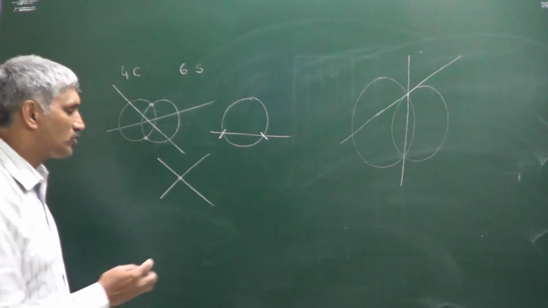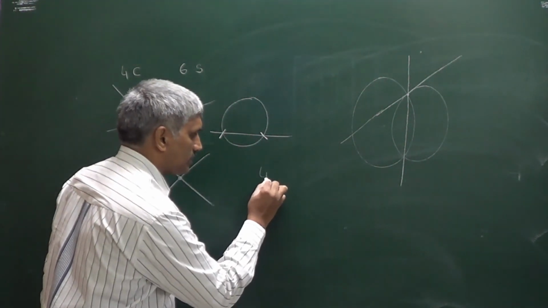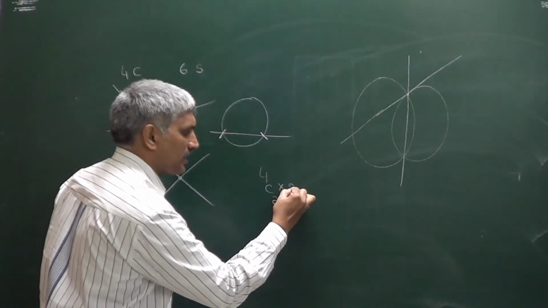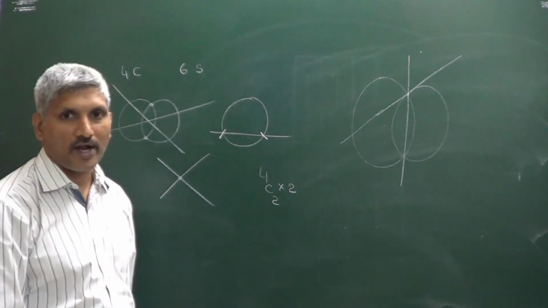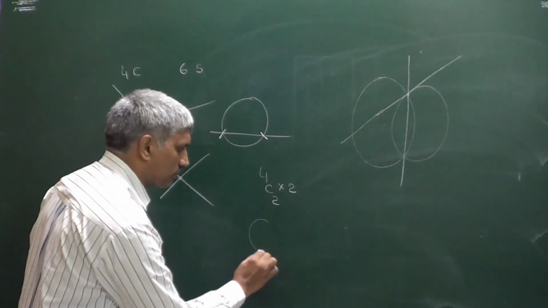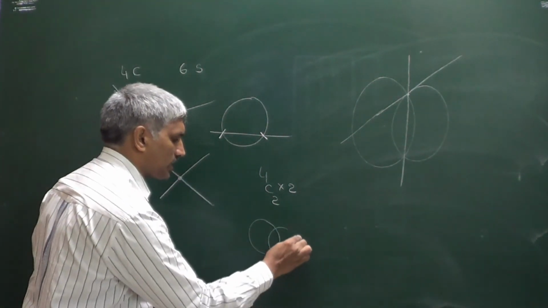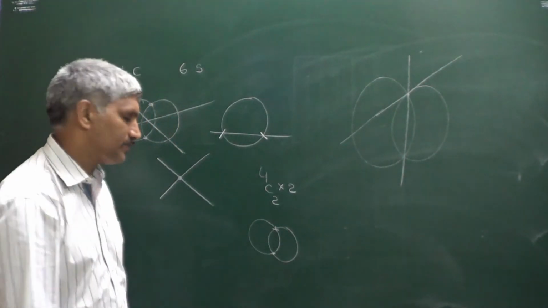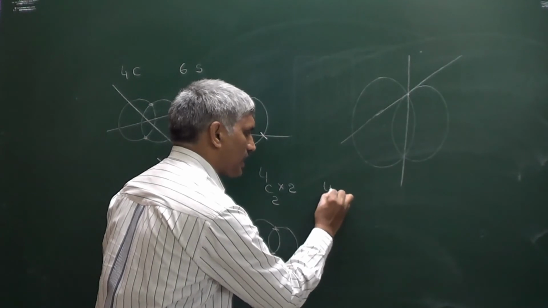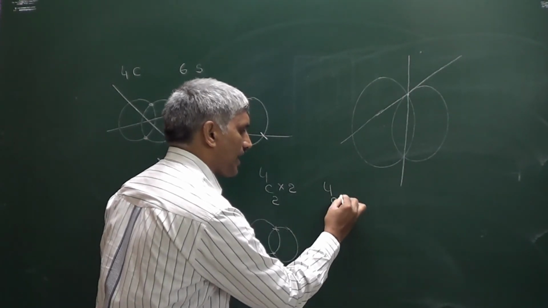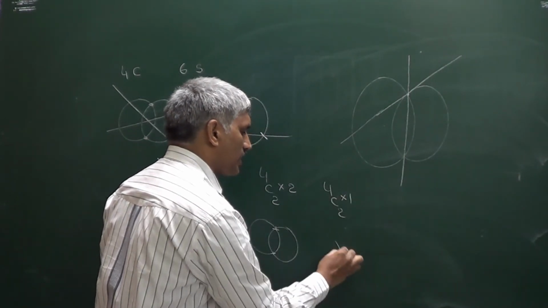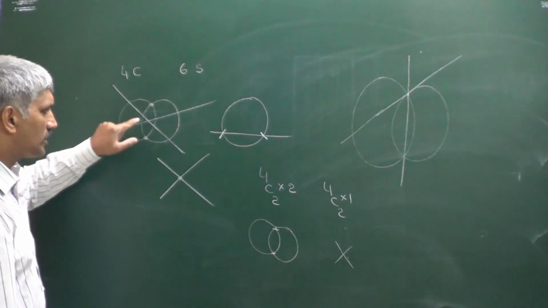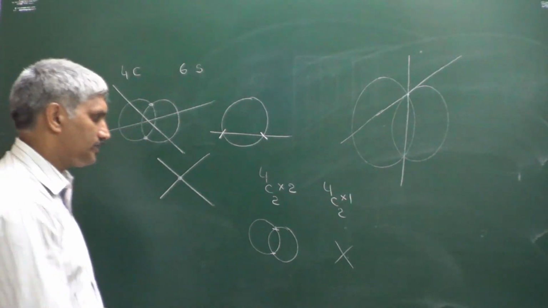So what to do? From 4 circles, select 2 circles. In each case, we get 2 points of intersection. Next, from the straight lines, select 2 straight lines. In every case, we get 1 point of intersection, because 2 straight lines intersect at only 1 point.